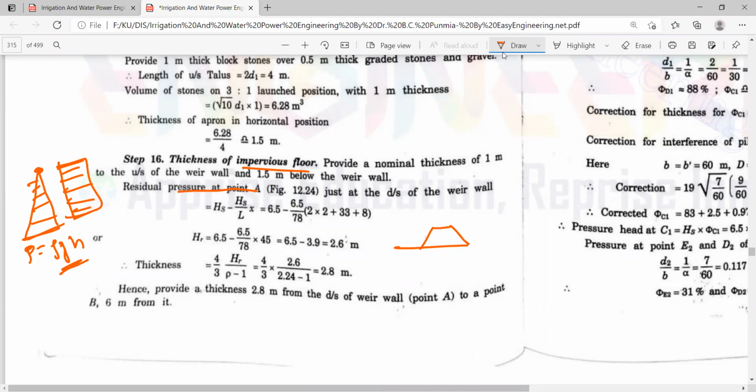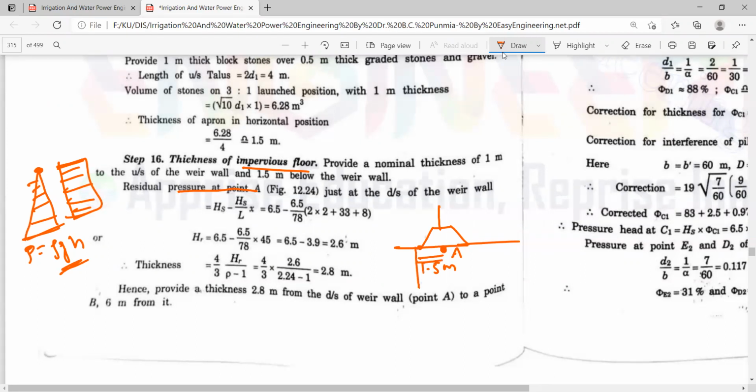So this is point A, provided, let us suppose, 1.5 meters from this one.